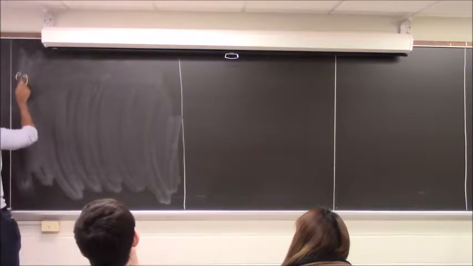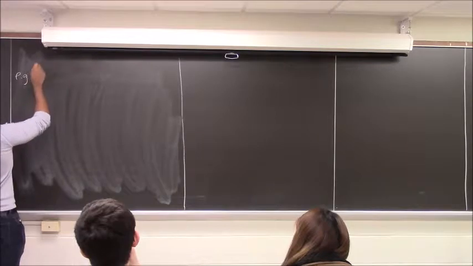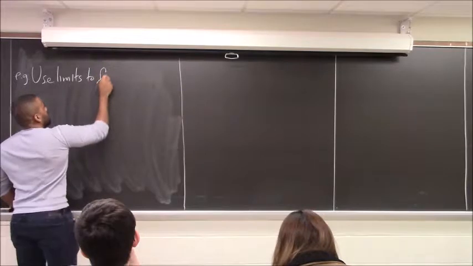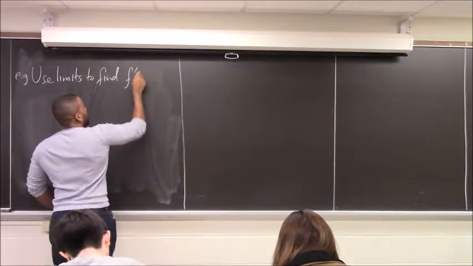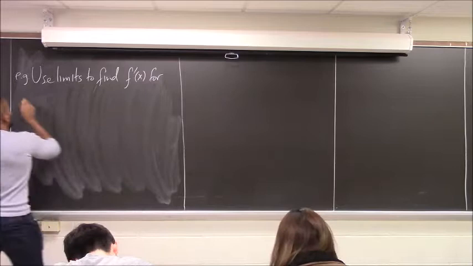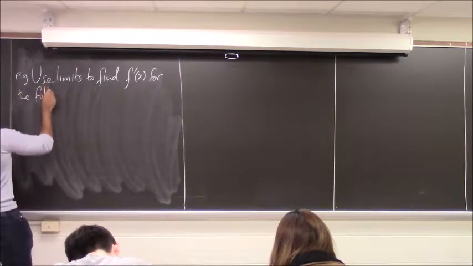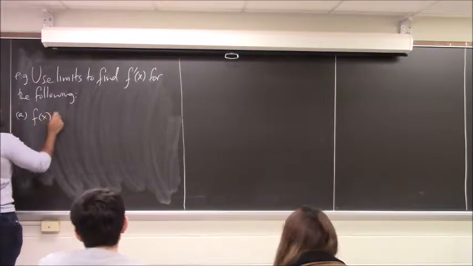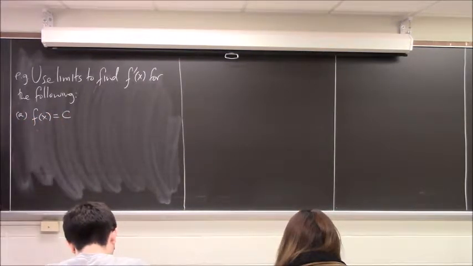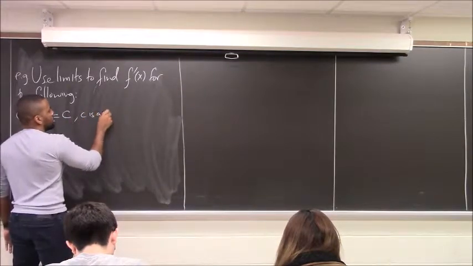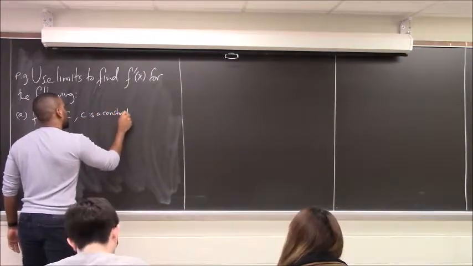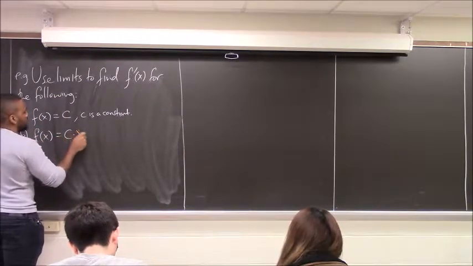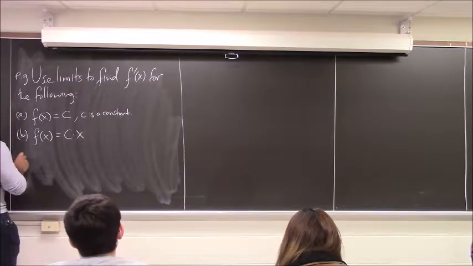And so let's do some examples. Here's what we're going to do. Use limits to find f prime of x for the following. The first function that we're going to want to look at is f of x equals c, where c is a constant. Let's also look at f of x equals c times x. Again, c is a constant.